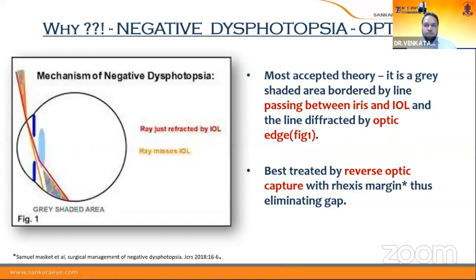Coming to the negative dysphotopsia optics and why does it happen? The most accepted theory: this is the gray shaded area, bordered by the line passing in between the iris and the intraocular lens, and the line that is refracted at the optic edge. And these are the two culprits which cause negative dysphotopsia.